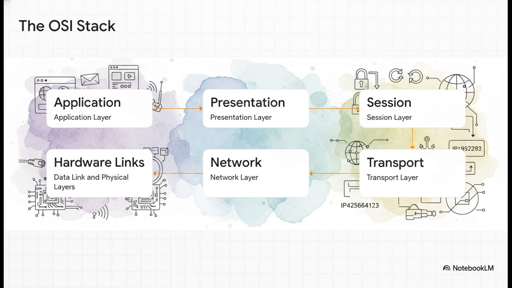Think of it kind of like an intricate postal system. The application layer writes the letter, the transport layer packages it up, and the physical layer actually drives the truck. Every single network function we just talked about lives inside one of these specific layers.